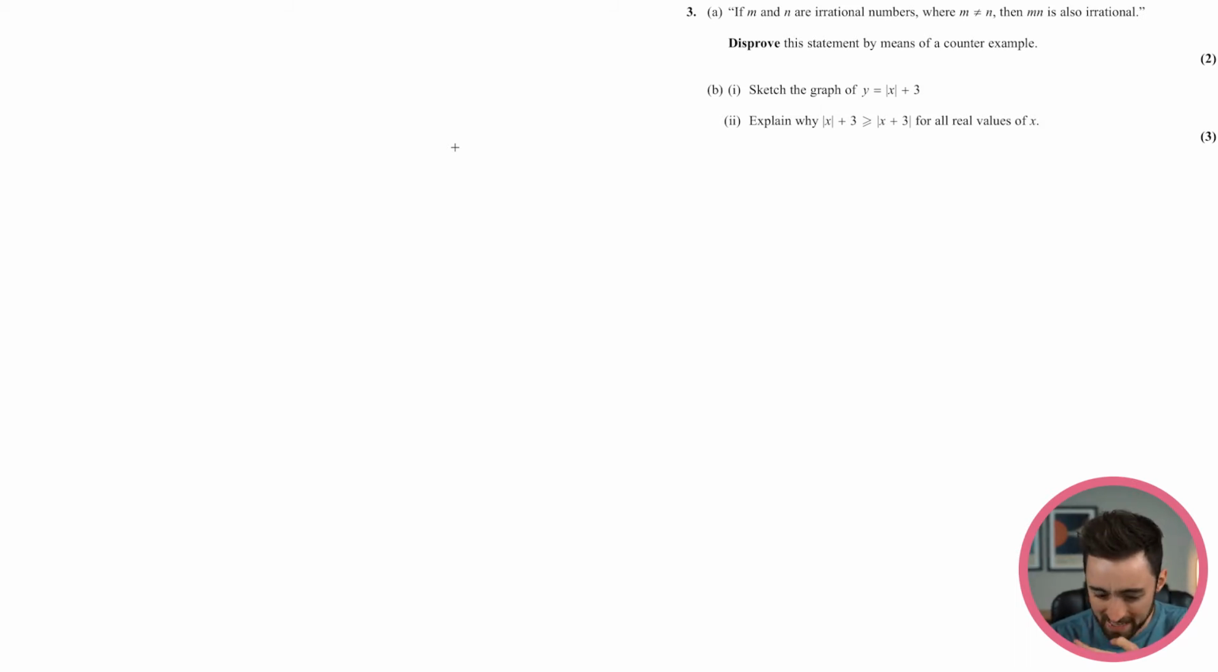So, let's think of irrational numbers. A few irrational numbers that we know: things like pi and e are irrational. Root 2, or quite a lot of square roots, are irrational as well.